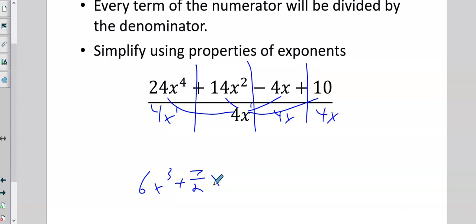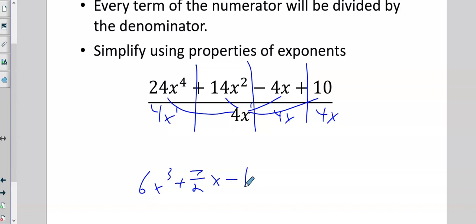Be careful on this one. Sorry about that. Now, be careful here. You can't say this cancels. Negative 4x, negative 4x. That's not the case. It's negative 4 divided by 4, which is negative 1. The x's cancel, but you can't cancel the whole thing. You've got to have that negative 1 there.